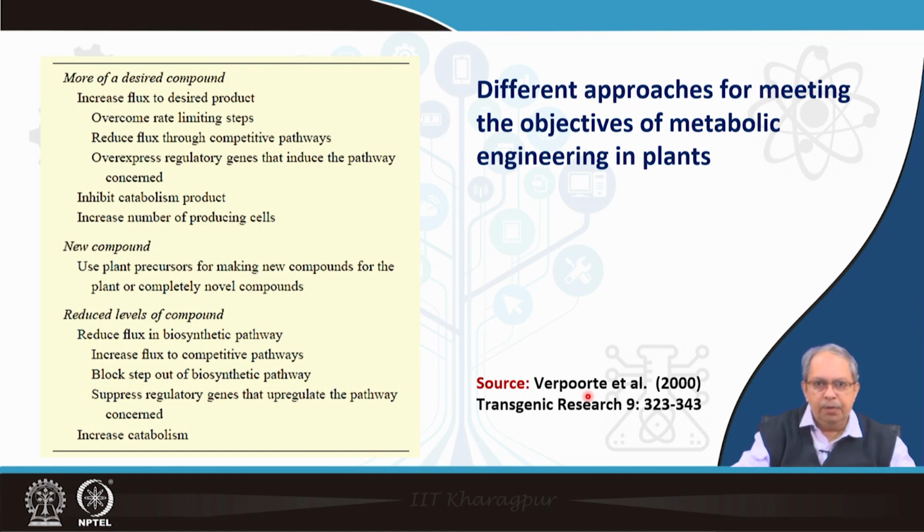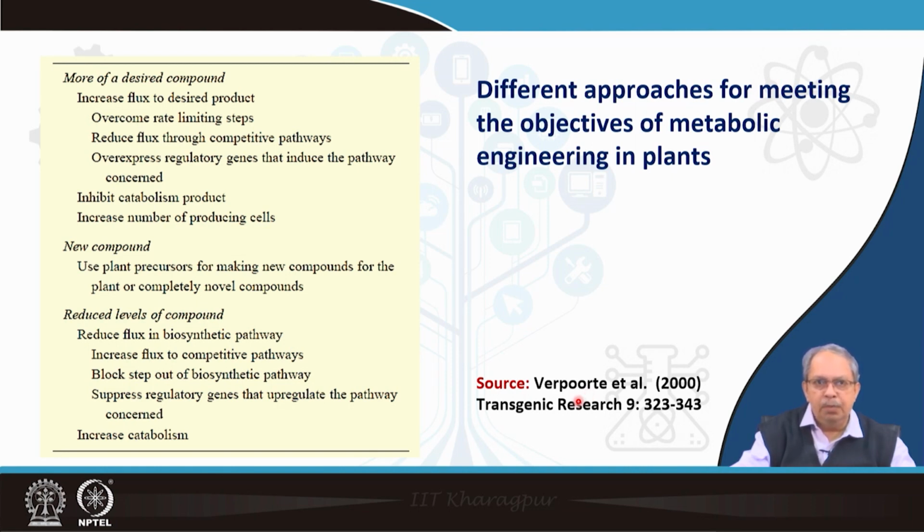Another one is to reduce the flux flow through competitive pathways, and another approach is to overexpress the regulatory genes, such as the transcription factors I mentioned, and as a result you may get the desired products accumulated in higher amount. The other way to increase more of the desired compound is to block or shut down the catabolism products, that means the inhibition of catabolism, or another way is to increase the number of producing cells.